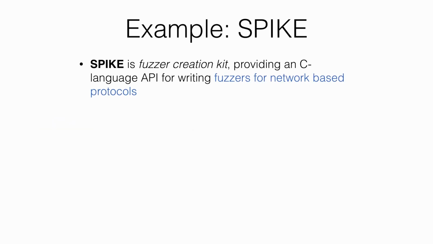An example of a network-based fuzzer is Spike. Spike is a fuzzer creation kit, and it provides a C language API for programming fuzzers in C that interact with remote servers using network-based protocols. The way that a programmer uses Spike is to create a series of blocks that form parts of protocol messages and to leave holes in those blocks that Spike can fuzz.